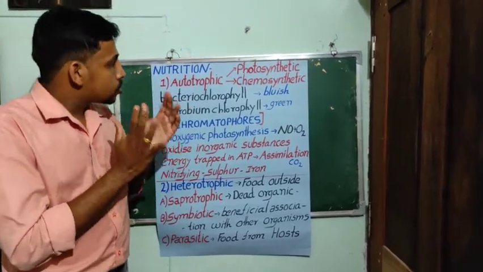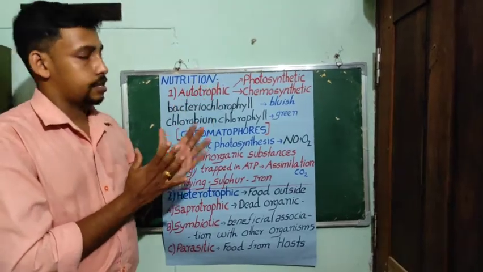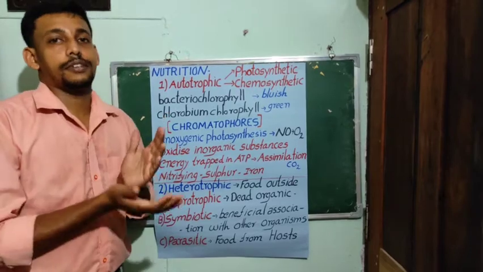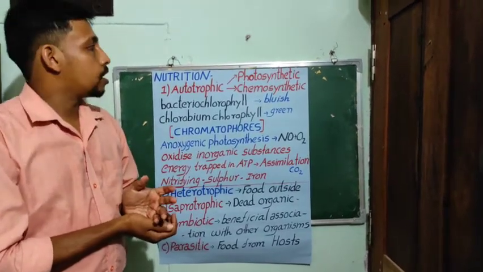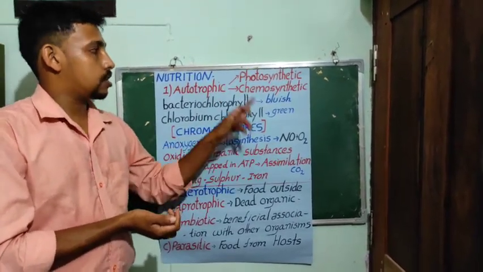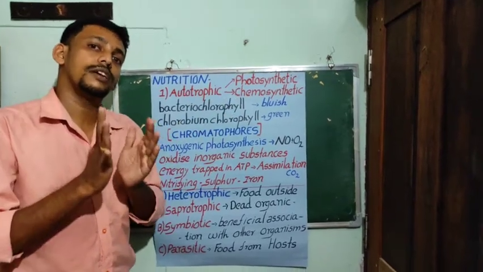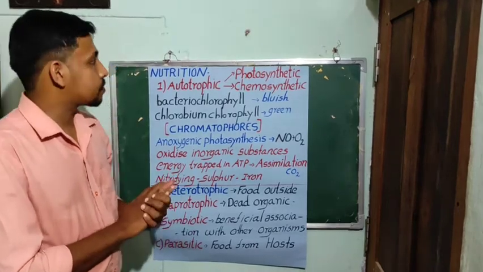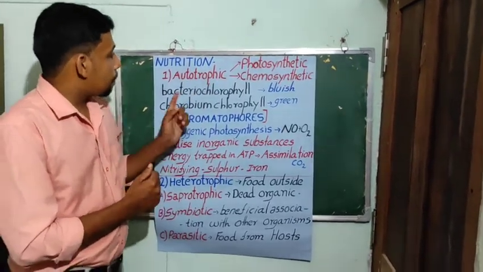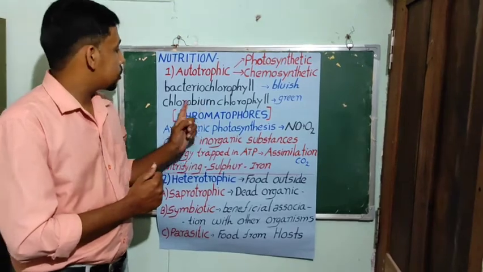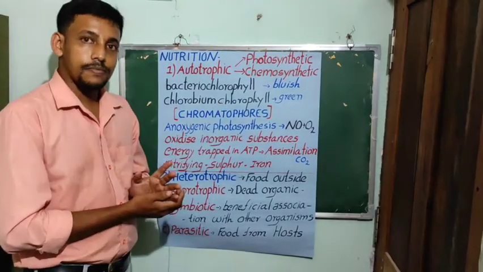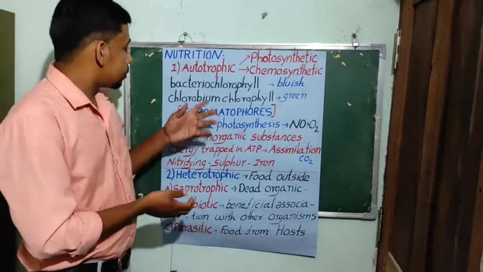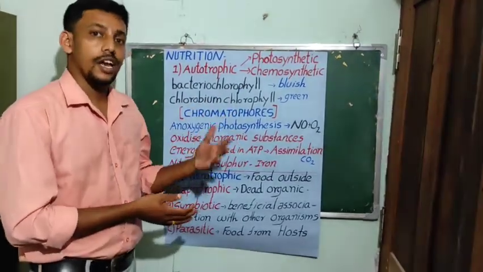So there are two types of autotrophic bacteria based on their usage of the type of energy. The photosynthetic use light energy, then chemosynthetic use what? The chemical energy. The photosynthetic bacteria possess bacterial chlorophyll and chlorobium chlorophyll. The bacterial chlorophyll is bluish colored, and the chlorobium chlorophyll is a green colored pigment.